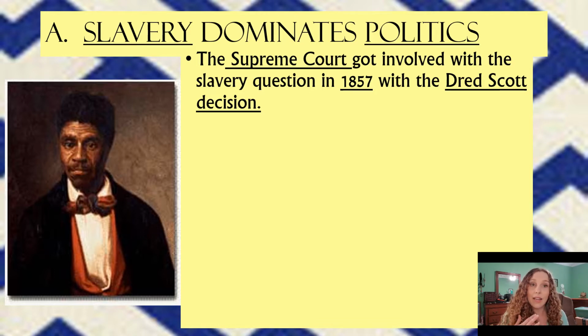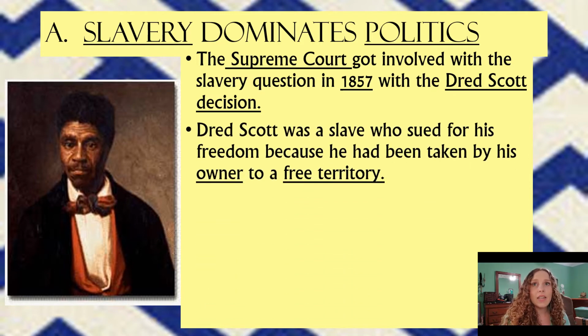And so this was in 1857, and again, this was where the question about slavery and its legality and different constitutional issues around it actually end up in the Supreme Court. So let's take a look at the background of this case. Dred Scott was a slave who sued for his freedom because he'd been taken by his owner to a free territory. He was originally from the state of Missouri, but he was taken by his owner, who was, I believe, an army doctor, to what would today be Minnesota, but at the time was a territory.